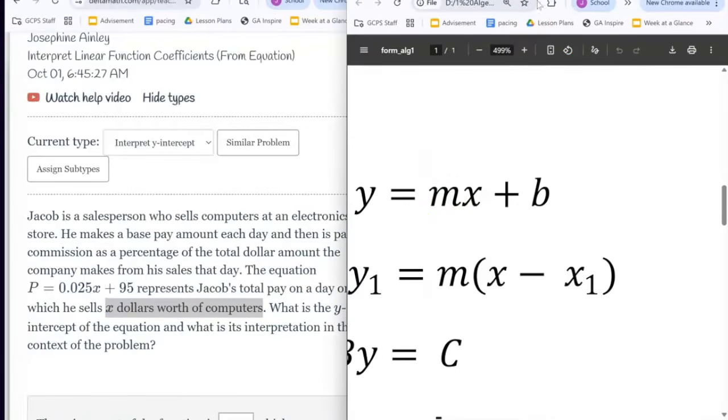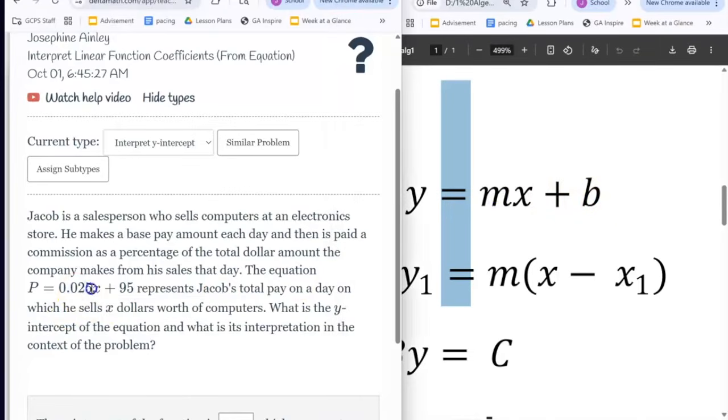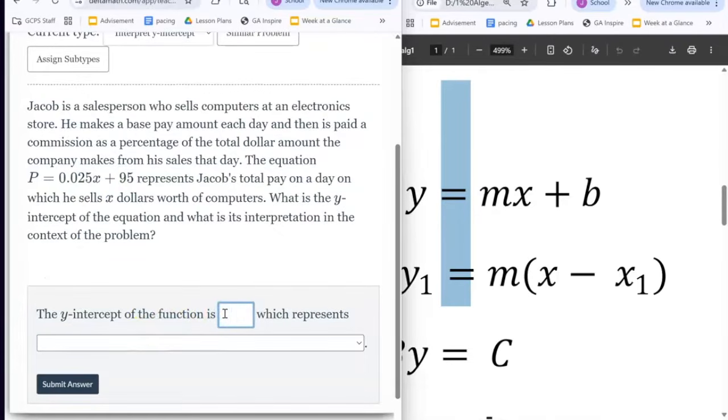All right, so once again, let me just remind you, we do have y equals mx plus b, where m is the slope and plus b is the y-intercept. So looking at your equation, this is the slope, the number that keeps happening, and then this is your y-intercept. So the y-intercept is 95. And remember, the slope is the number that keeps happening. The y-intercept is where you start, your initial amount, what you begin with.